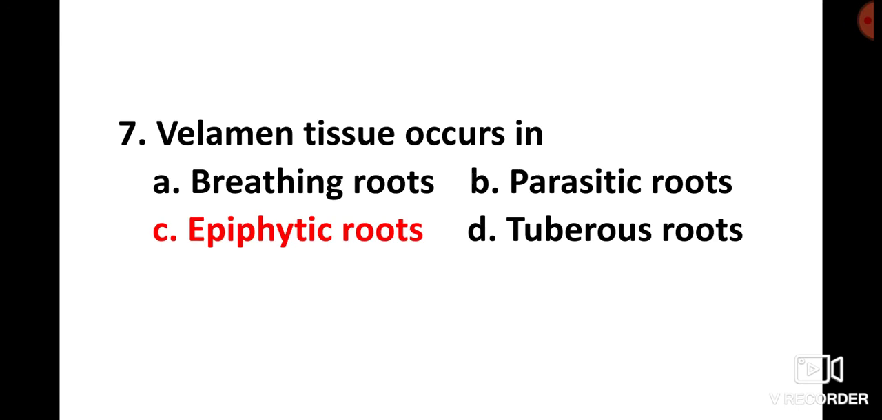Question number 7. Velamen tissue occurs in. The right answer is C. Epiphytic roots. Velamen tissue occurs in epiphytic roots. For example, Vanda.